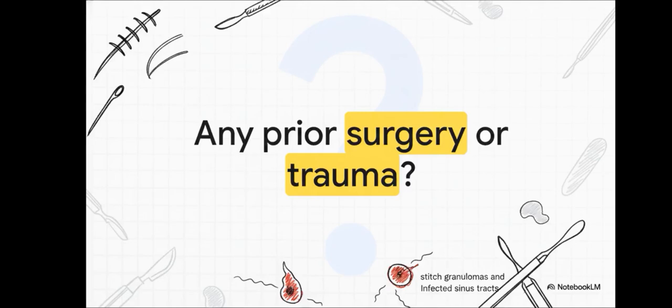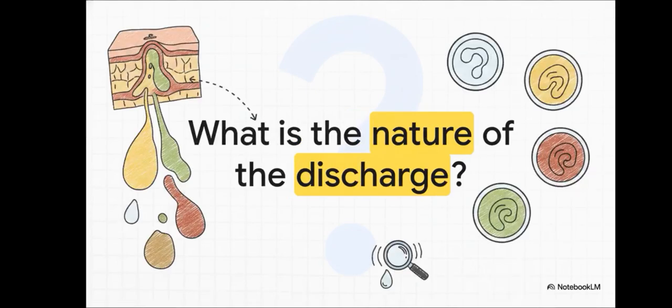Actually, in surgical wards, something called a stitch granuloma is incredibly common. It's basically an infected sinus tract caused entirely by a tiny piece of suture material accidentally left behind after an operation. The next big question in our interrogation is, what is the color and nature of the discharge?